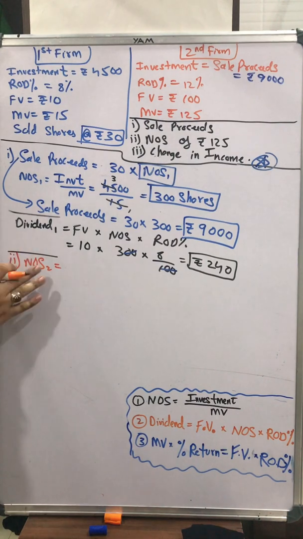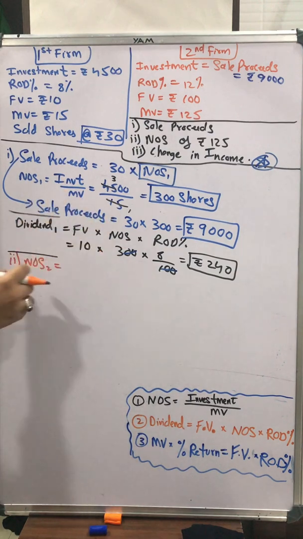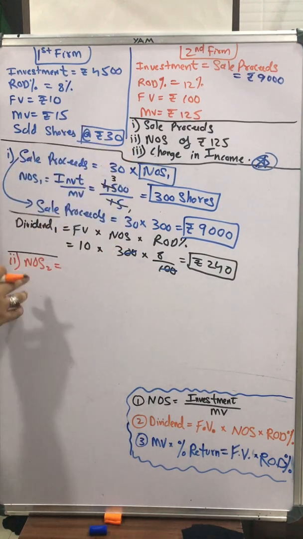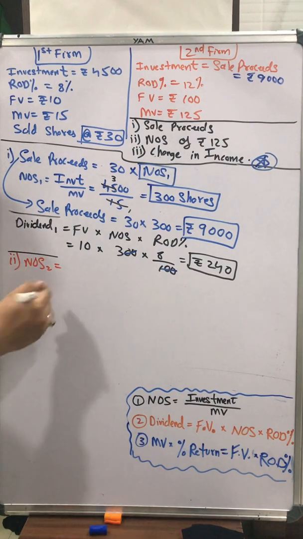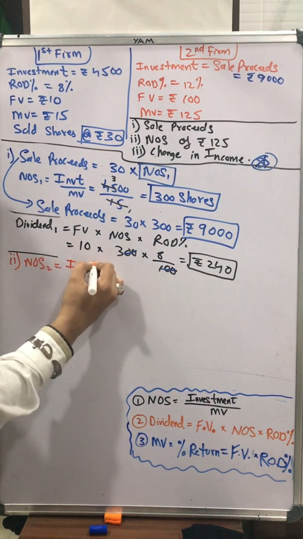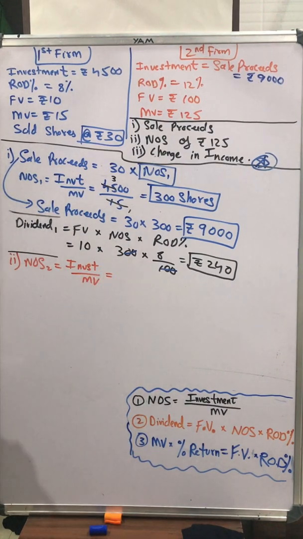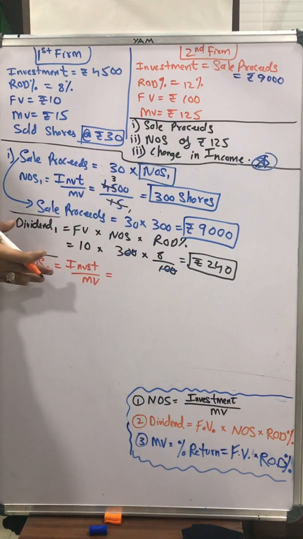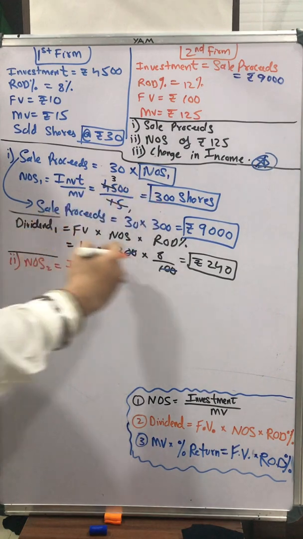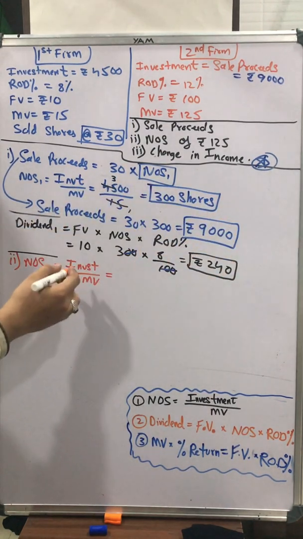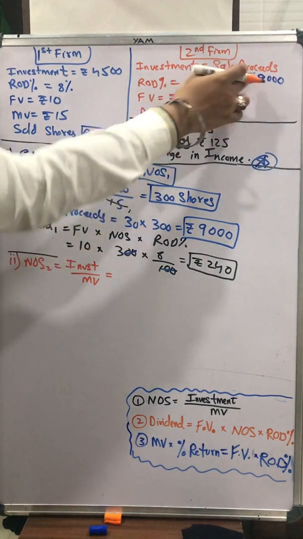I don't have place. I repeat again. It's better if you write of second firm, and of course you have to write the full number of shares, but I am writing here NOS subscript 2. Number of shares of the second firm is investment upon market value. Okay, what is my investment? And once more I will say I'm doing my calculation horizontally. Again and again I'm putting equal to like this because I don't have space here. Ideally it should go vertically downwards. Investment is rupees 9,000.